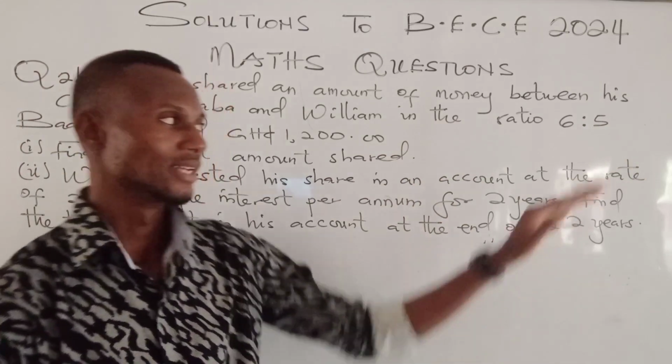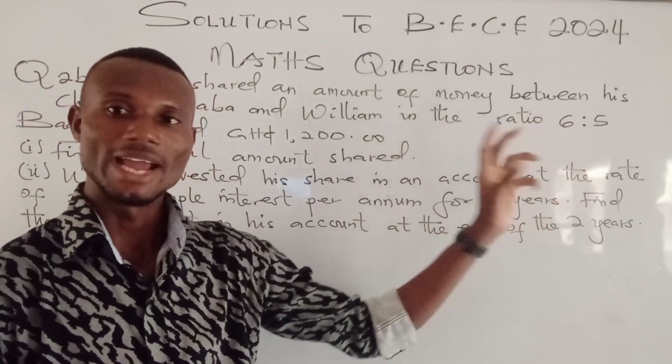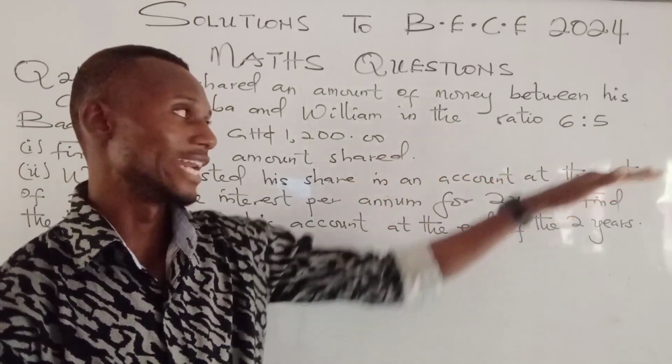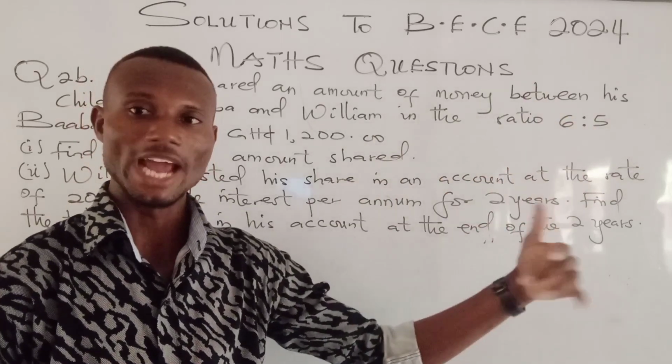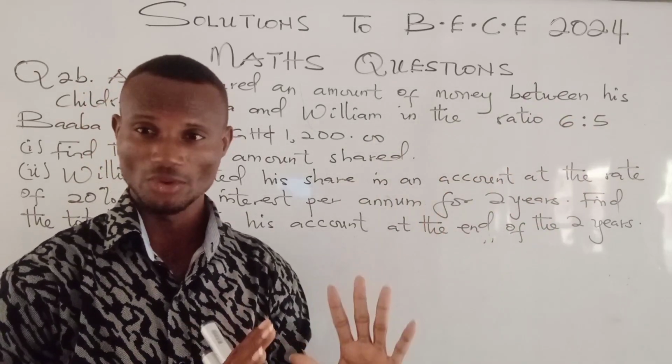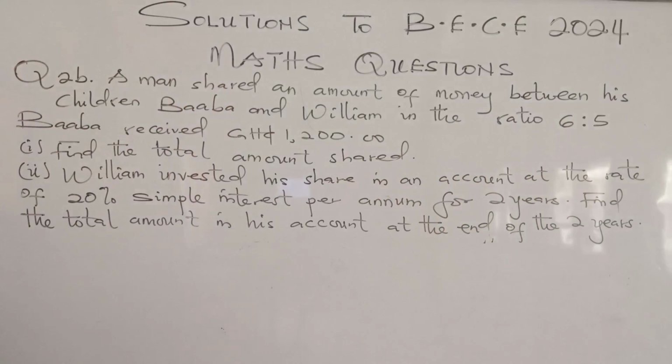And don't forget, the 6 represents Baba's share, and the 5 represents William's share. Okay, I hope you agree with me. So let me write down my solution. Okay, and let's do it together.